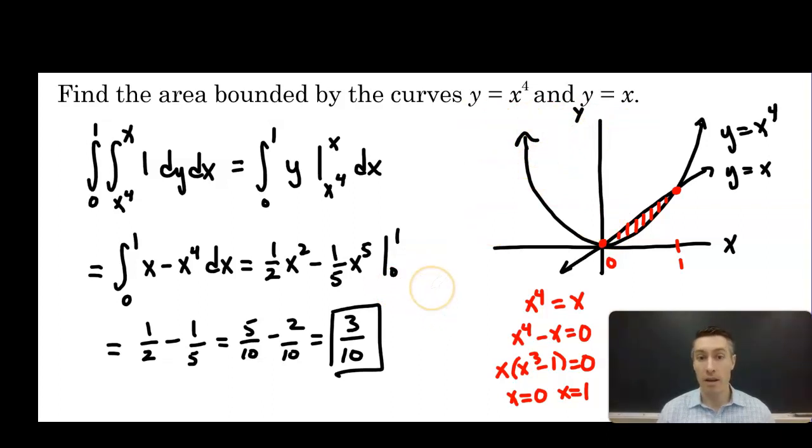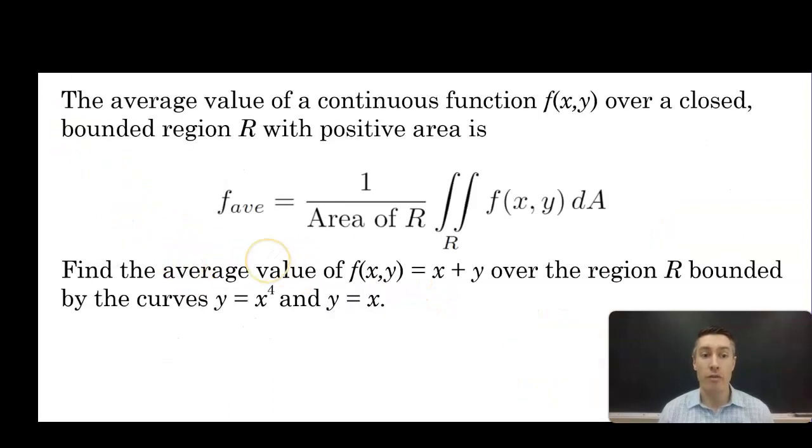Now finding the area is going to be helpful as we move into our next piece, which is average value. The average value of a continuous function f of xy over a closed bounded region R with positive area is 1 divided by the area of the region times the double integral of the function over the region.